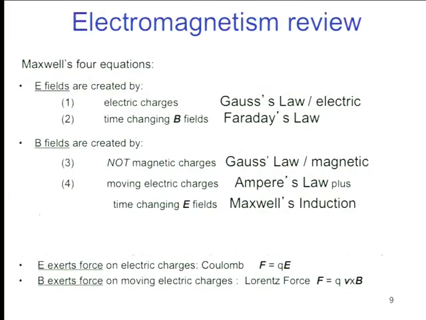And B fields are created by moving electric charges, that's just a current, which would be Ampere, and also time-varying electric fluxes, which would be Maxwell's induction. So that creates the fields. And then if you put other charges or currents in those fields, you get forces acting between them, or among them if there are many.